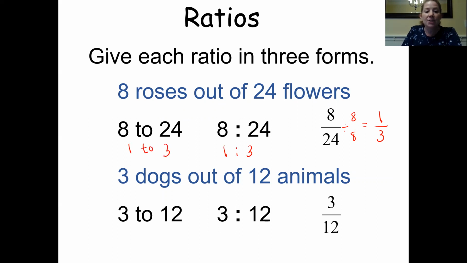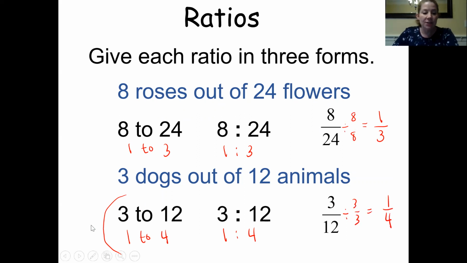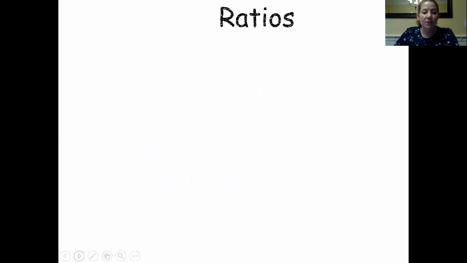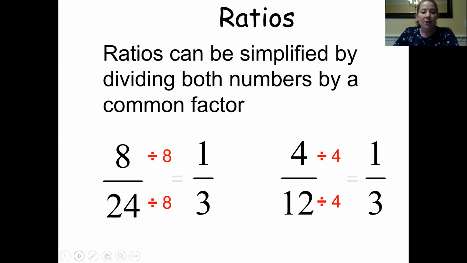So what would 3:12 be in simplest form? It'd be 1:4, because I could divide both of these numbers by 3, and I would get 1:4. So just like fractions, you can also simplify ratios. Here is the 8:24. We divide both by 8, we get 1:3. And then what if we had 4:12? We could divide 4 and 12 both by 4, and we would get 1:3.